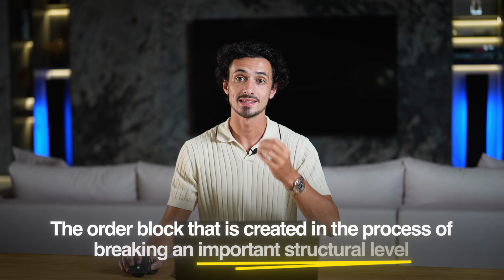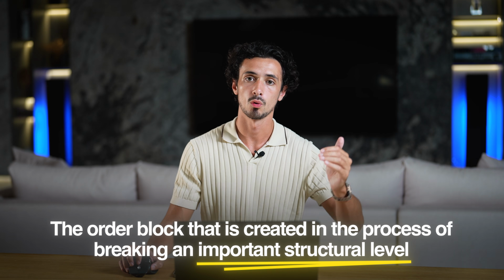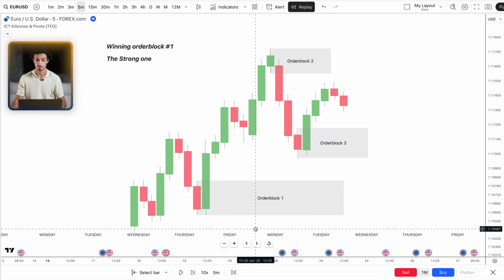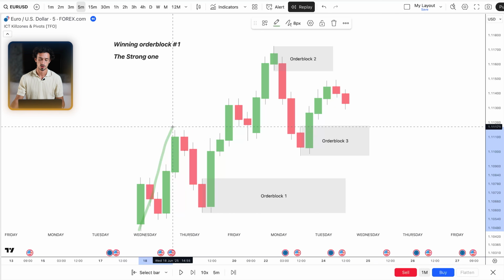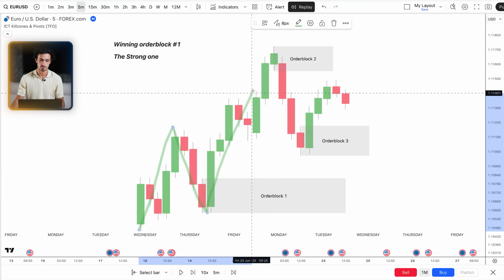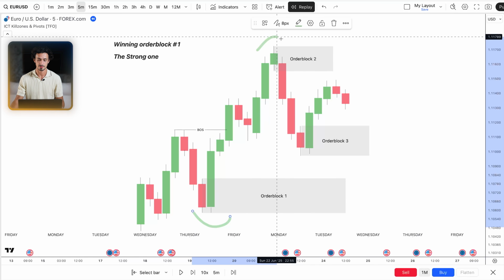Order blocks alone are meaningless. They have to have context behind them to support them. And that is what I call, again, the strong one. The strong order block is the order block that is created in the process of breaking some kind of important structural level. So if we look at this price action here, what we can see is that price pushes up, we have a pullback, and then price expands again to the upside. What we have right here is a break of structure. So we break structure right here, and now we have bullish price action. We have a swing low, we have a swing high.